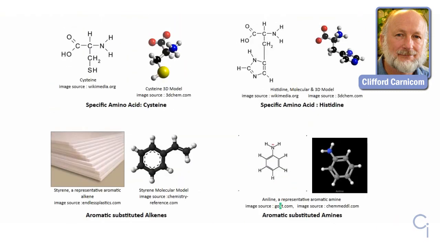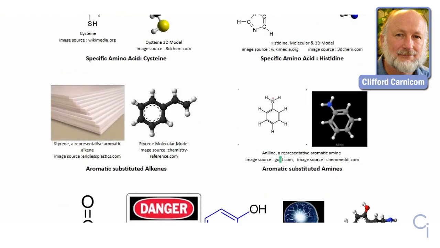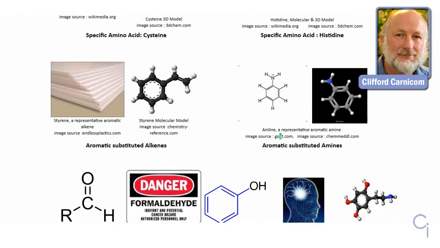Cysteine is a form of amino acid that's one of the things that it's known for is having very, very strong bonds, very difficult to break because it has a tendency to form what are called disulfide bonds. But everything will have these characteristics, and those characteristics will be important to understand at some point. The next one listed there would be aromatic substituted alkenes.